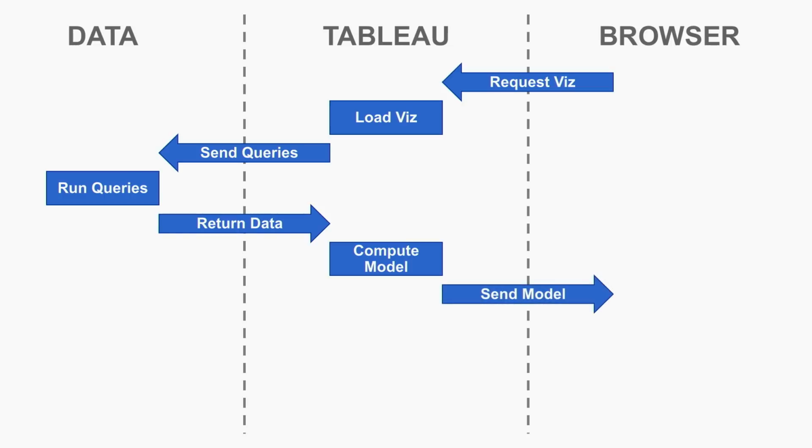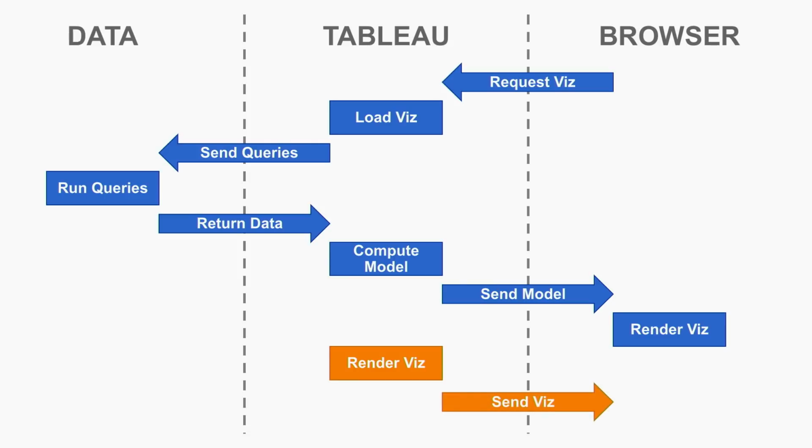Having done that, we then have to package up some data and some initial JavaScript code into what we call a bootstrap, and we send that back to the client, the browser, so that the browser can then compute what's going on there and render the viz. Or if we're using server-side rendering, we would render the viz using image tiles, and then we'd have to pack those image tiles up and ship those across to the browser so that we can then render the viz.